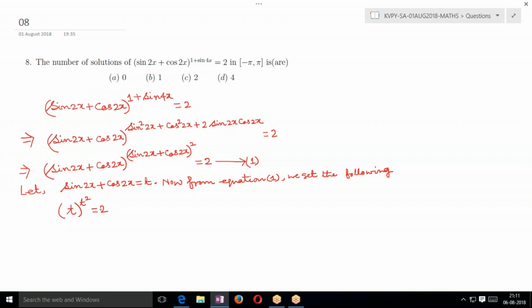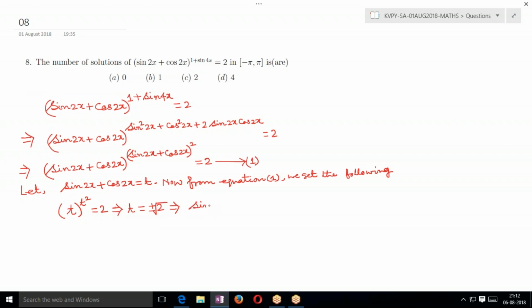And that is an equation in one variable. If you solve this equation, you will get t equal to plus minus root 2. You can verify the solution as well. So this implies t, which is sin 2x plus cos 2x, is plus minus root 2.